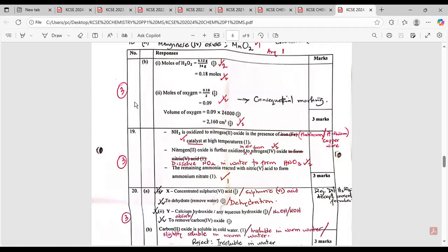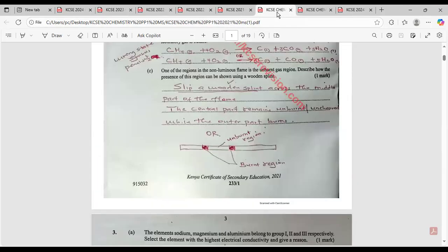I've seen others say let us look at 2020. I think I have 2020. Is this 2020? This is 2021.